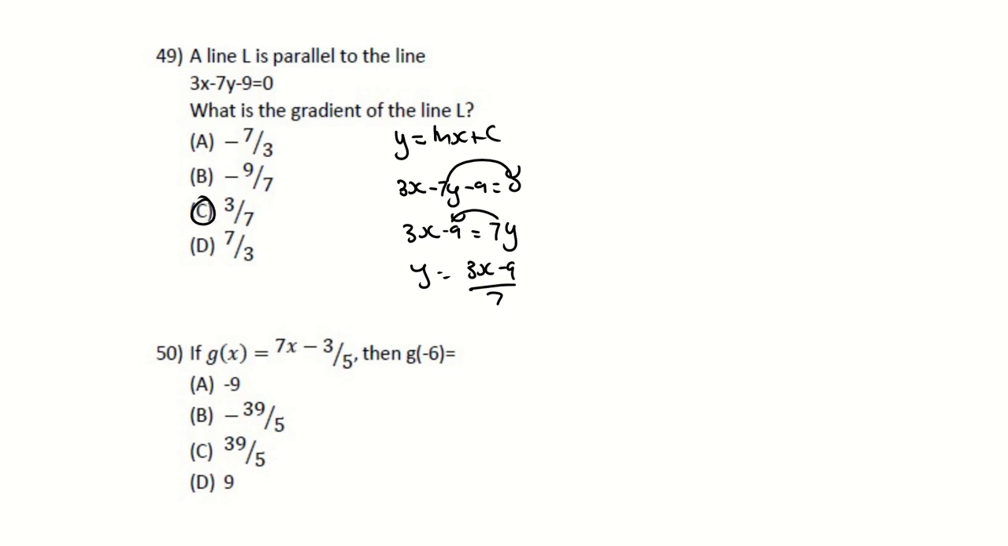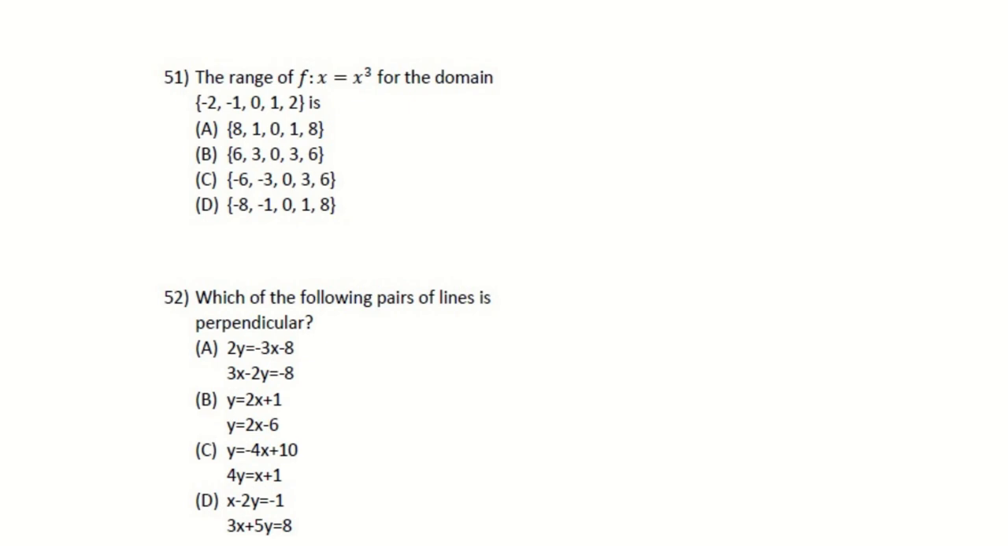g of x is this, then they want g of negative 6. We did a question like this. We got 7 by minus 6 is minus 42, minus 3 is minus 45, minus 45 over 5 is 9, so the answer is E. Right, 51, the range of values. We did this question. The answer was D, right? Minus 8, minus 1, 0, 1, 8.